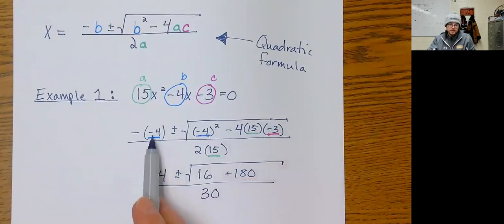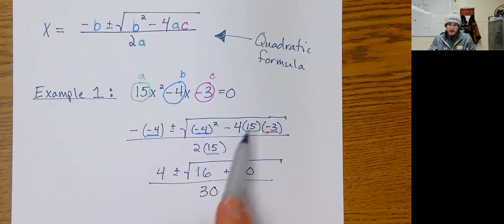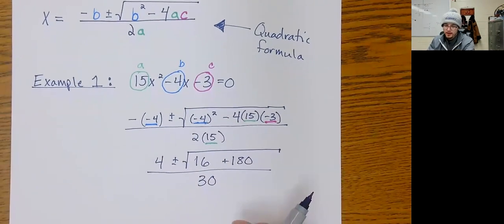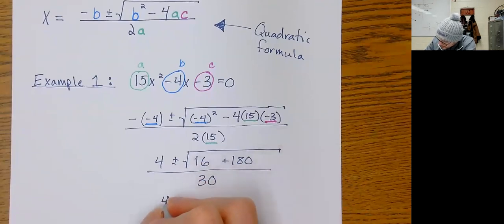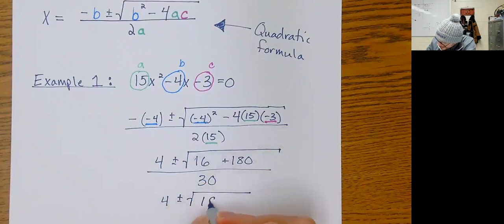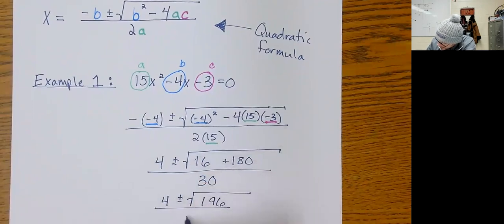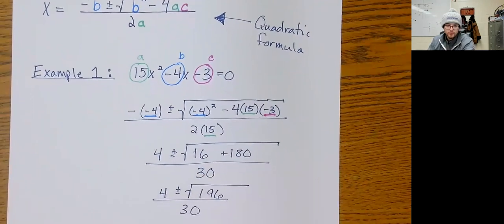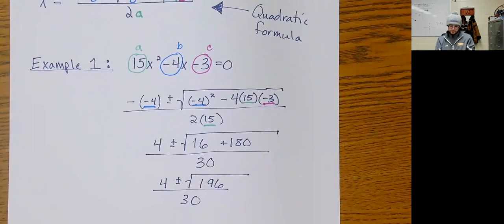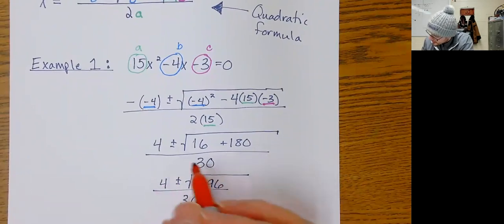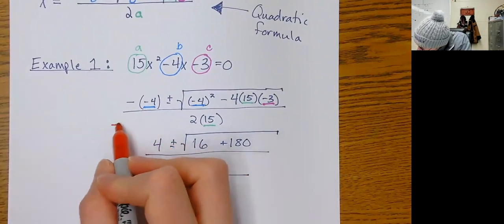So I simplified this, I simplified that, and I simplified that. I didn't try to simplify everything all at once. I simplified little bits at a time. The next thing I'm going to simplify is this inside part. So I'm going to have 4 plus or minus the square root of 196 all over 30. All right. I should probably, just for the sake of this, separate out where the steps are.